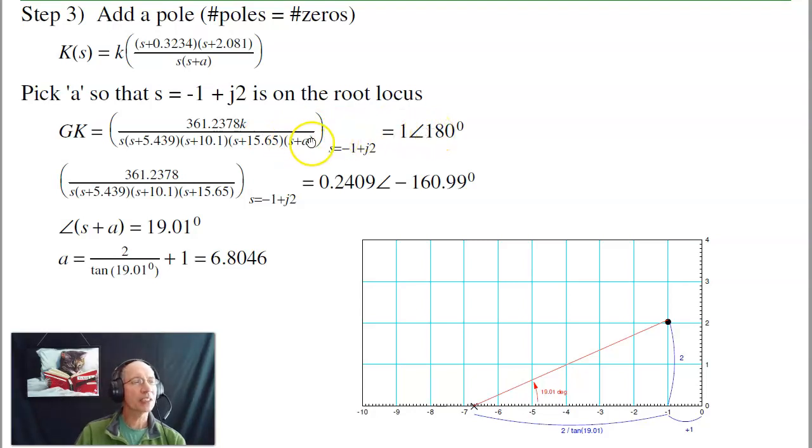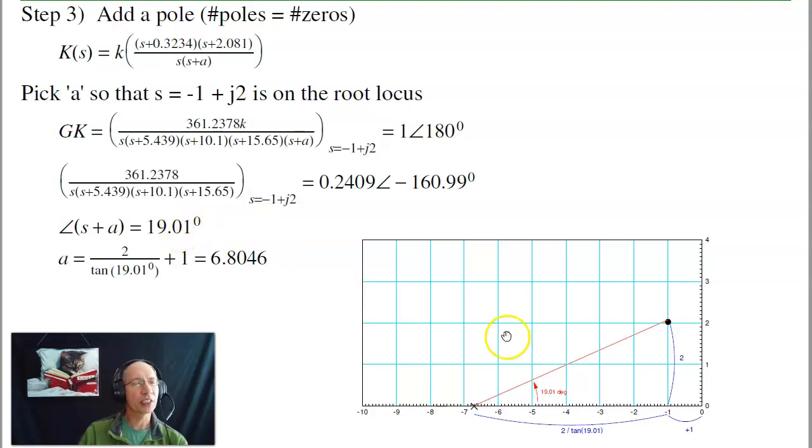So let's analyze everything that I do know. Ignore this A term, analyze everyone else, and the total angle is -160 degrees. That means that A has to provide -19 degrees, or 1 over s plus A gives -19 degrees. Angle of s plus A is plus 19 degrees.